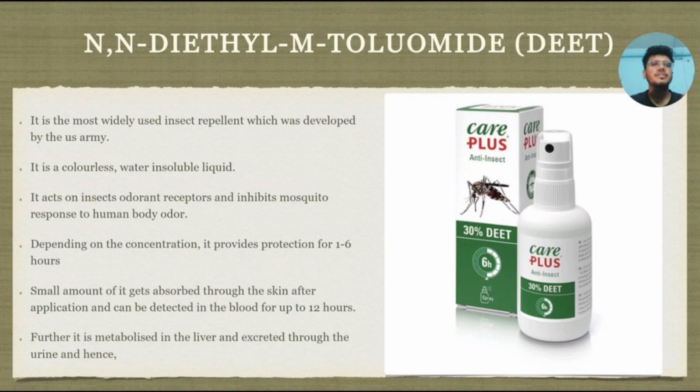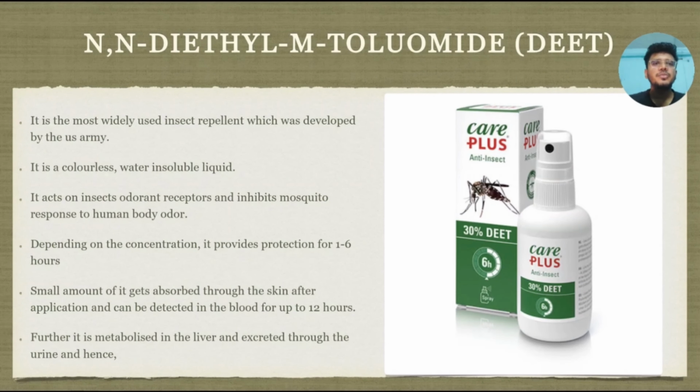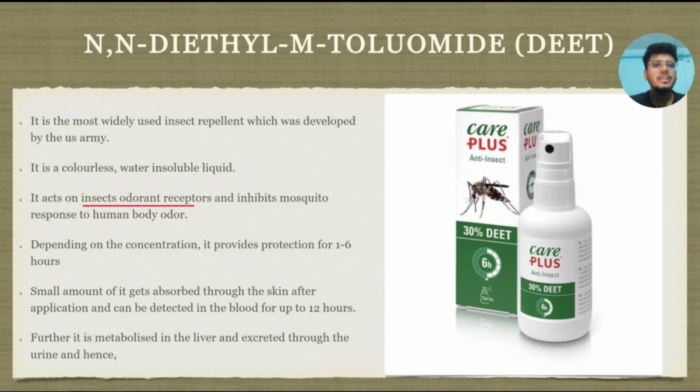First we'll start with N,N-diethyl-meta-toluamide, also known as DEET. It is the most widely used insect repellent, which was developed by the US Army. It is a colorless, water-soluble liquid. It acts on insect odorant receptors and inhibits the mosquito response to human body odor. Depending on the concentration, it provides protection for 1 to 6 hours. A small amount of it gets absorbed through the skin after application and can be detected in blood for up to 12 hours. Further, it is metabolized in the liver and excreted through the urine.